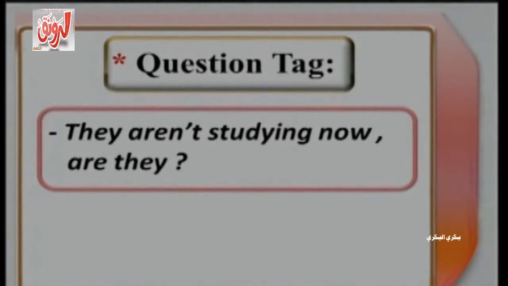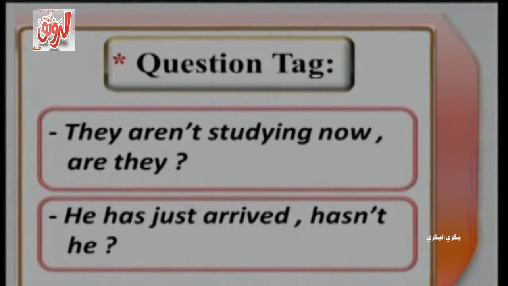They aren't studying now. Are they? They aren't studying now because the sentence is made negative in itself, so the question tag should be positive. If you do the opposite: they are studying now. Aren't they? Do the opposite.